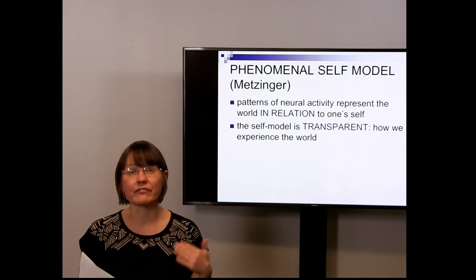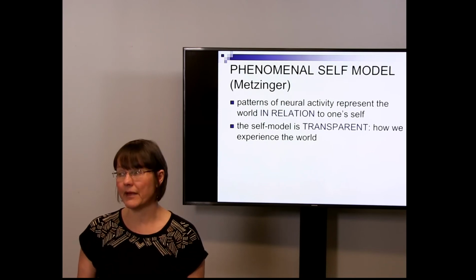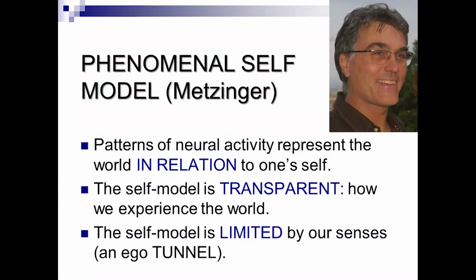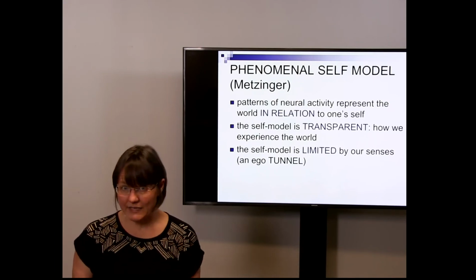We don't reflect on our phenomenal self model. It's just how we manage to navigate the world. But that model is limited by our senses, and Metzinger talks about this as an ego tunnel. Don't be confused by this idea of ego, this word ego. So he talks about it as an ego tunnel just because ego is another word that we use for the self. He's not an ego theorist.